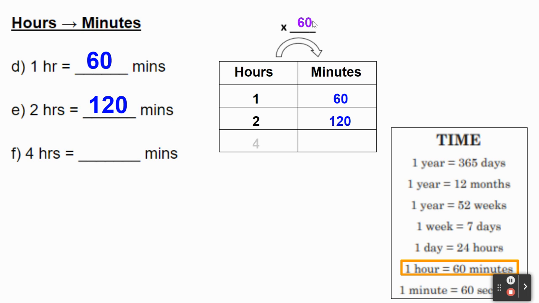Finally, let's skip ahead to 4 hours. So here we have 4 hours. We'll multiply that by 60. Well, 4 times 6 is 24. So 4 times 60 is 240. In 4 hours, there are 240 minutes.